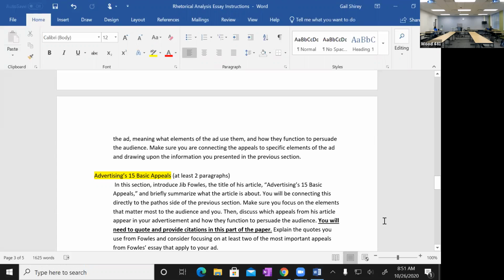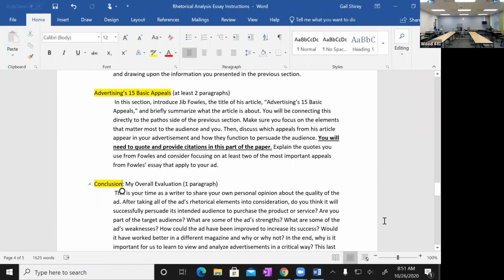The next section, this is advertising 15 basic appeals. Now, if you did your homework assignment right, you probably already have this part done because that was what you had to submit on Sunday. At this point, you are looking at the Jib Fowles. And remember, you are identifying which appeals from that article appear in your advertisement and how they're functioning to persuade the audience. Once again, in this section, you need to quote and provide citation.